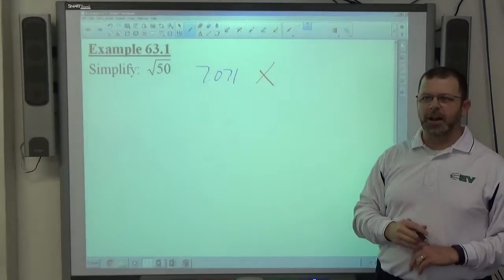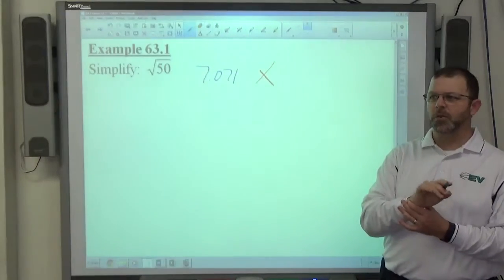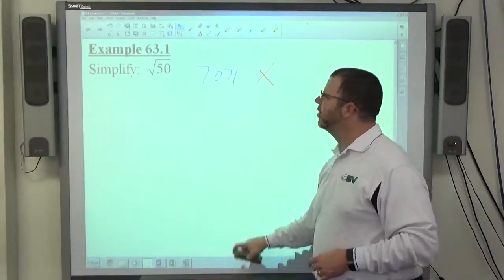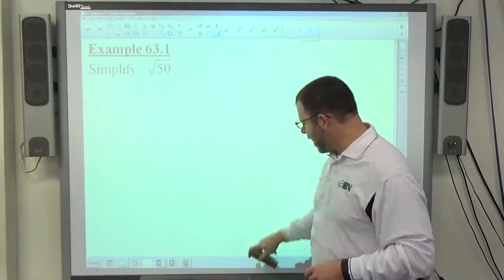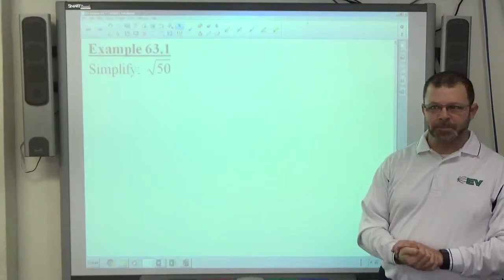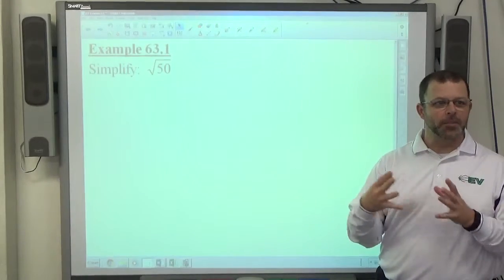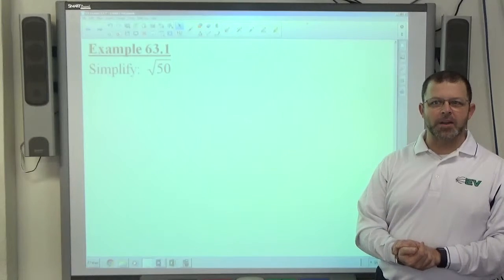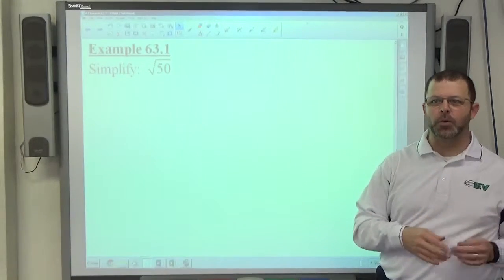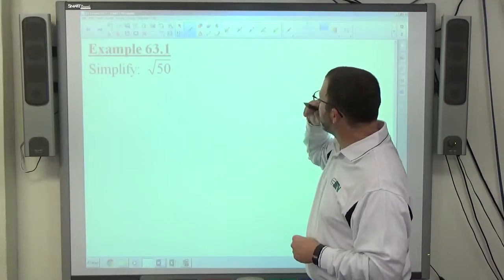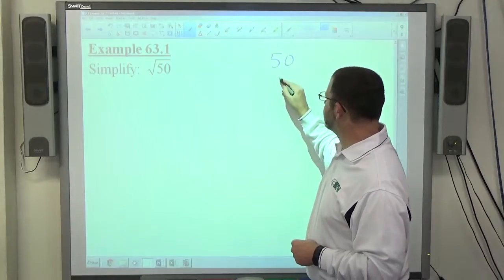I already told you that in class, and it gives me writer's cramp after the third or fourth person I do that to, so please don't do that. Simplifying is not evaluating with a calculator, okay? Simplifying is breaking apart the radical as much as possible to simplify it down to the easiest form of radical possible. And the way we do this is with a factor tree.